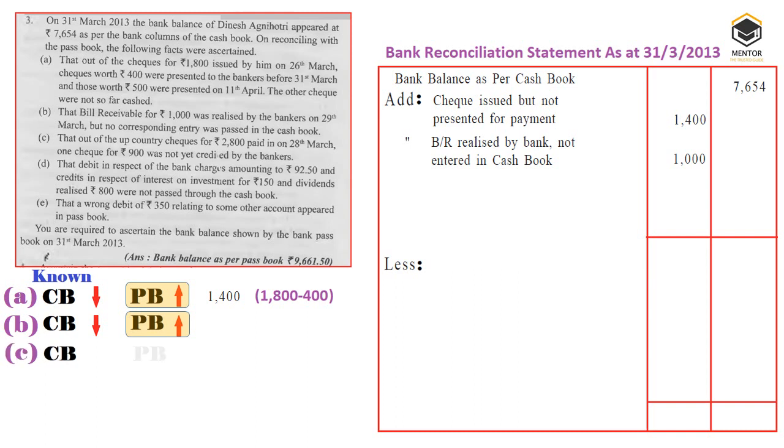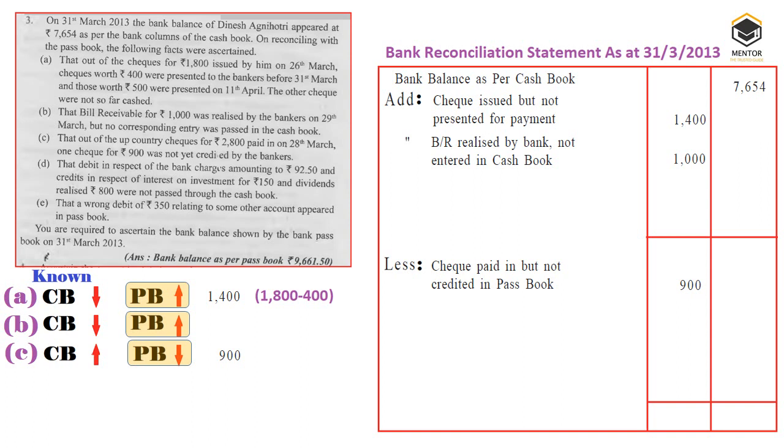Next, out of the upcountry check 2800 paid on 31st March, a check for 900 was not yet credited. So in the cash book we have deposited one check for 2800. Out of this, now 900 is not credited, in the sense the rest of all were credited. So 900 is the only problem creating one. So whenever we deposit a check, cash book balance will increase, passbook will decrease. Only 900. So passbook we need to find out, therefore it is a less item, 900.